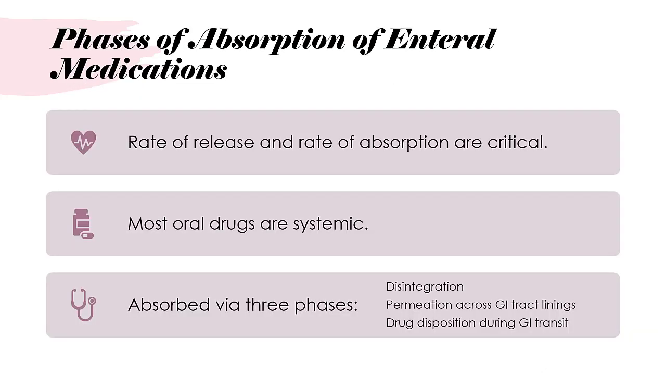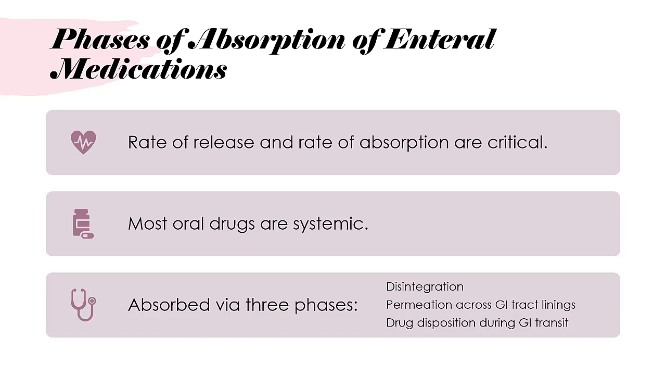The phases of absorption of enteral medications. The rate of drug release from the product and the rate and extent of drug absorption are important for determining the onset, intensity, and the duration of drug actions. Systemic drug absorption from an oral drug product consists of successive rate phases. For most orally administered drugs, the site of action is the systemic circulation, and the drug must be absorbed to achieve the pharmacological response.